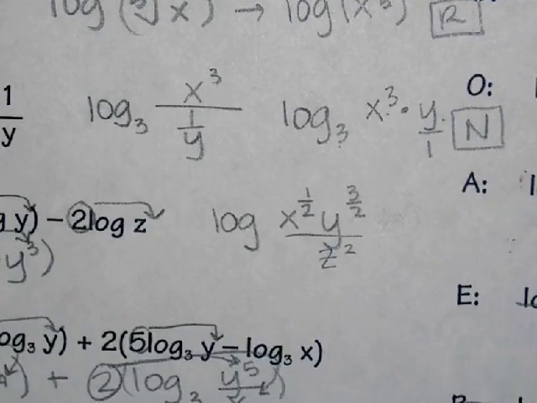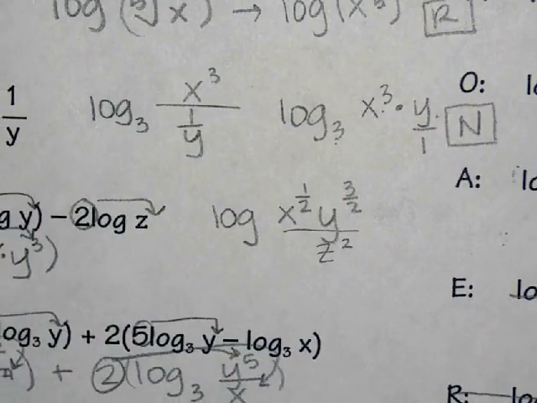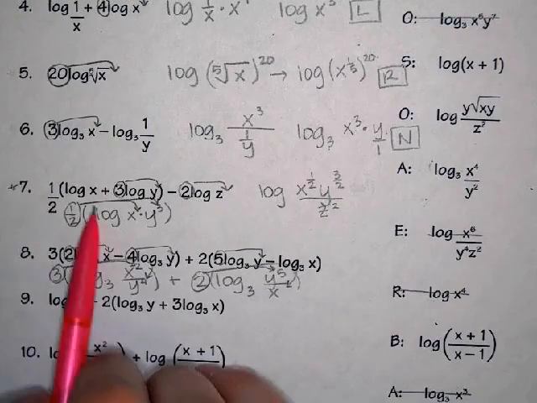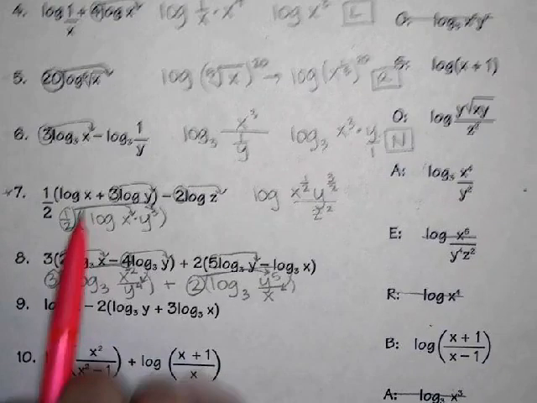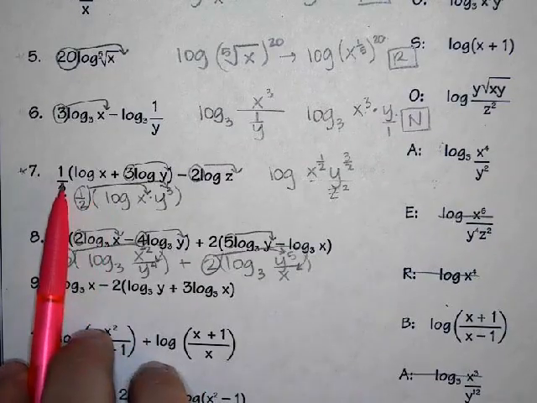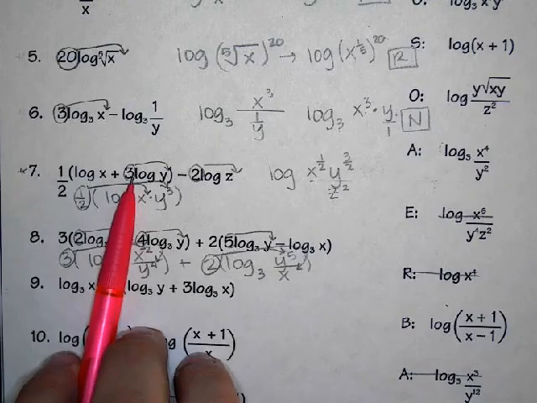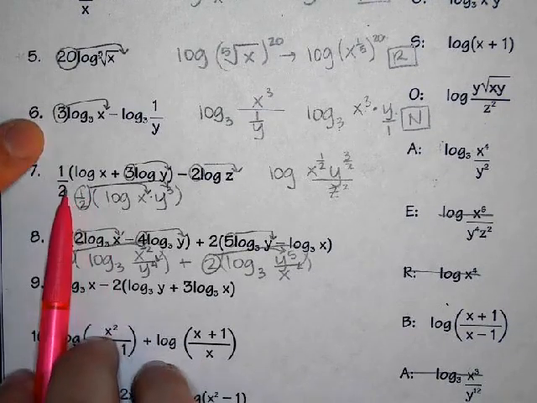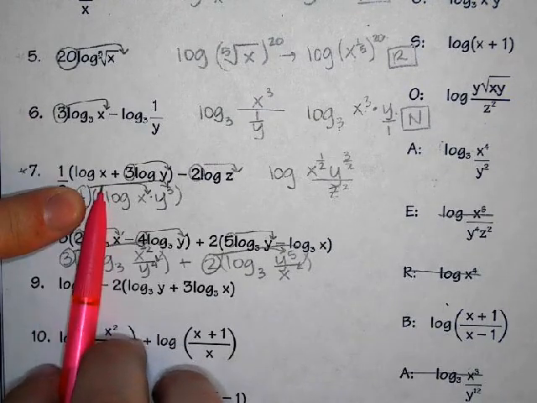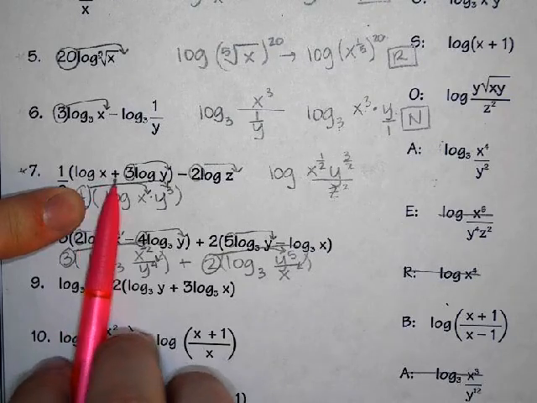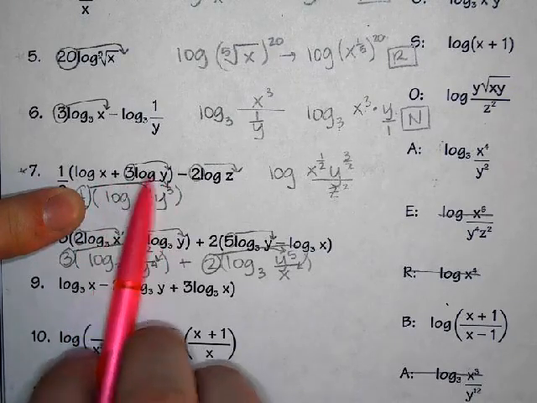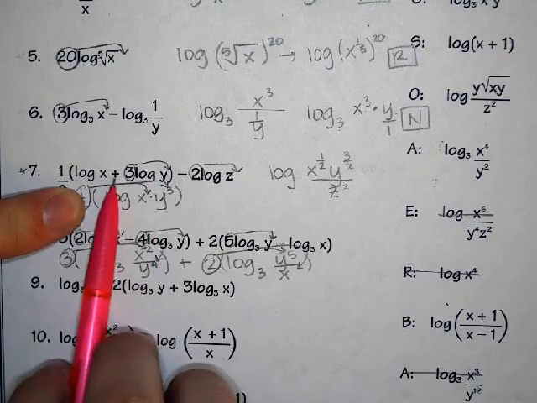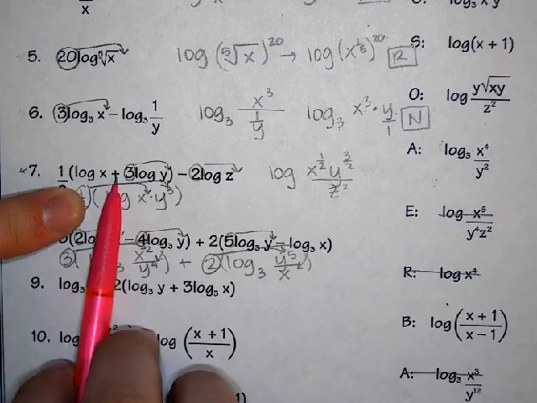For number 7, what has kind of helped me with these ones that have a number in the front, but also a number in the front, is I kind of do the inside of the parentheses first. So I kind of ignored the 1/2. I just dealt with this part, so it was log x plus 3 log y. So I took the 3 and I made it the exponent for the y to the 3rd. And then this was a plus, so I made it the multiplication. So I did x times y to the 3rd.